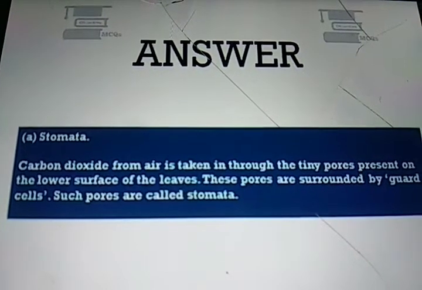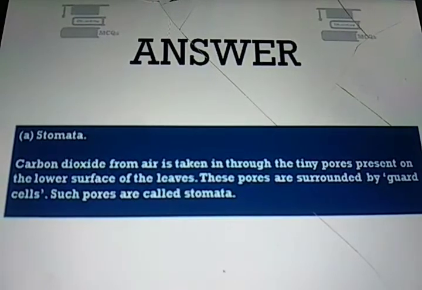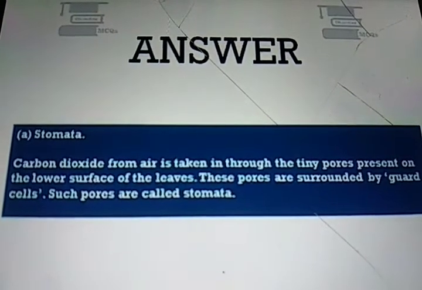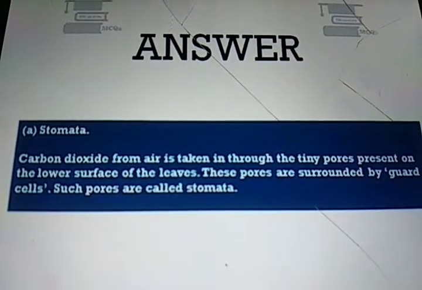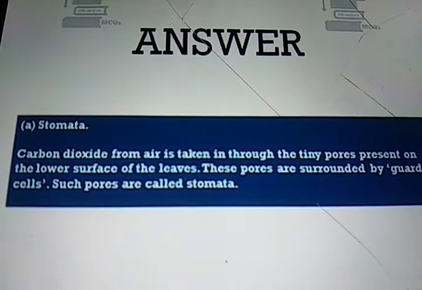So carbon dioxide from air is taken through the tiny pores present on the lower surface of the leaves, and these pores are surrounded by guard cells. Such pores are called stomata.